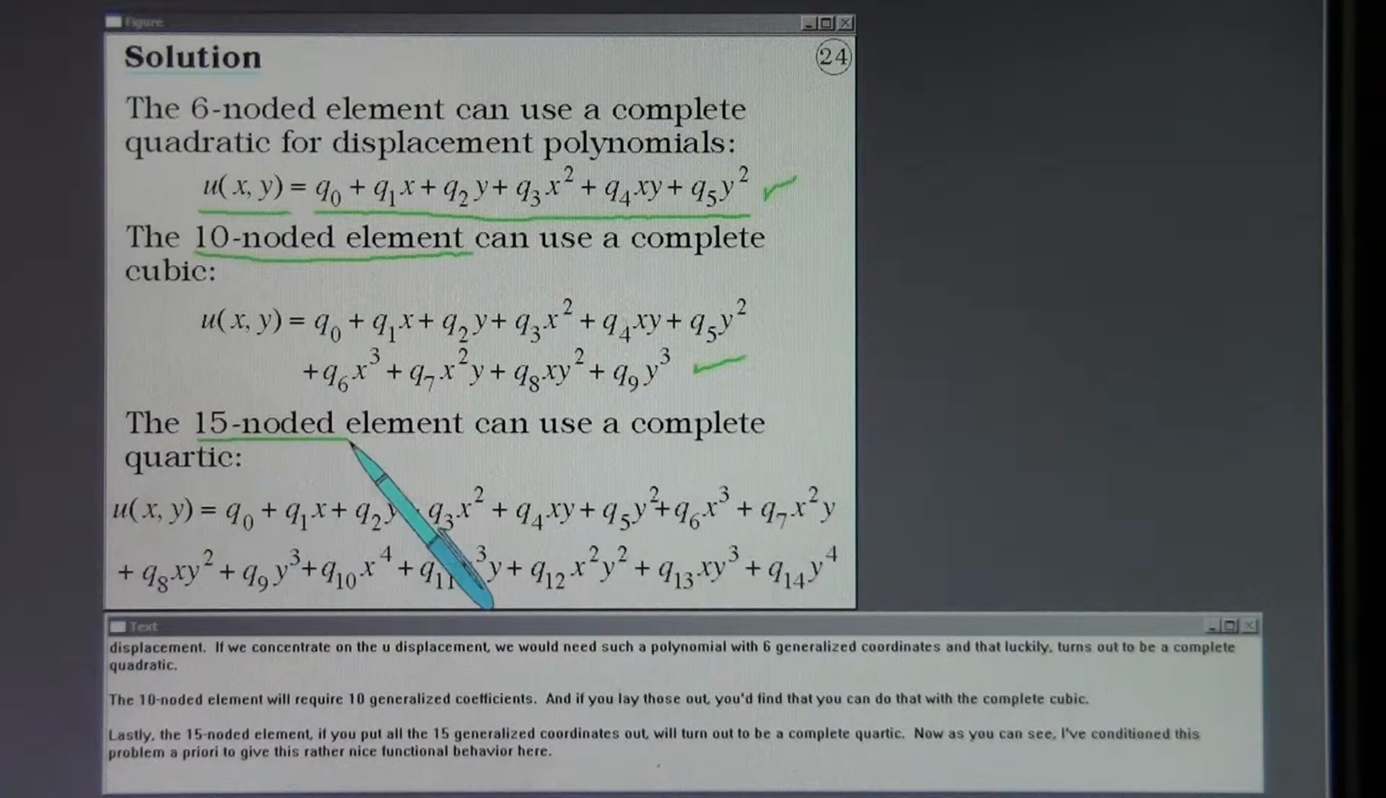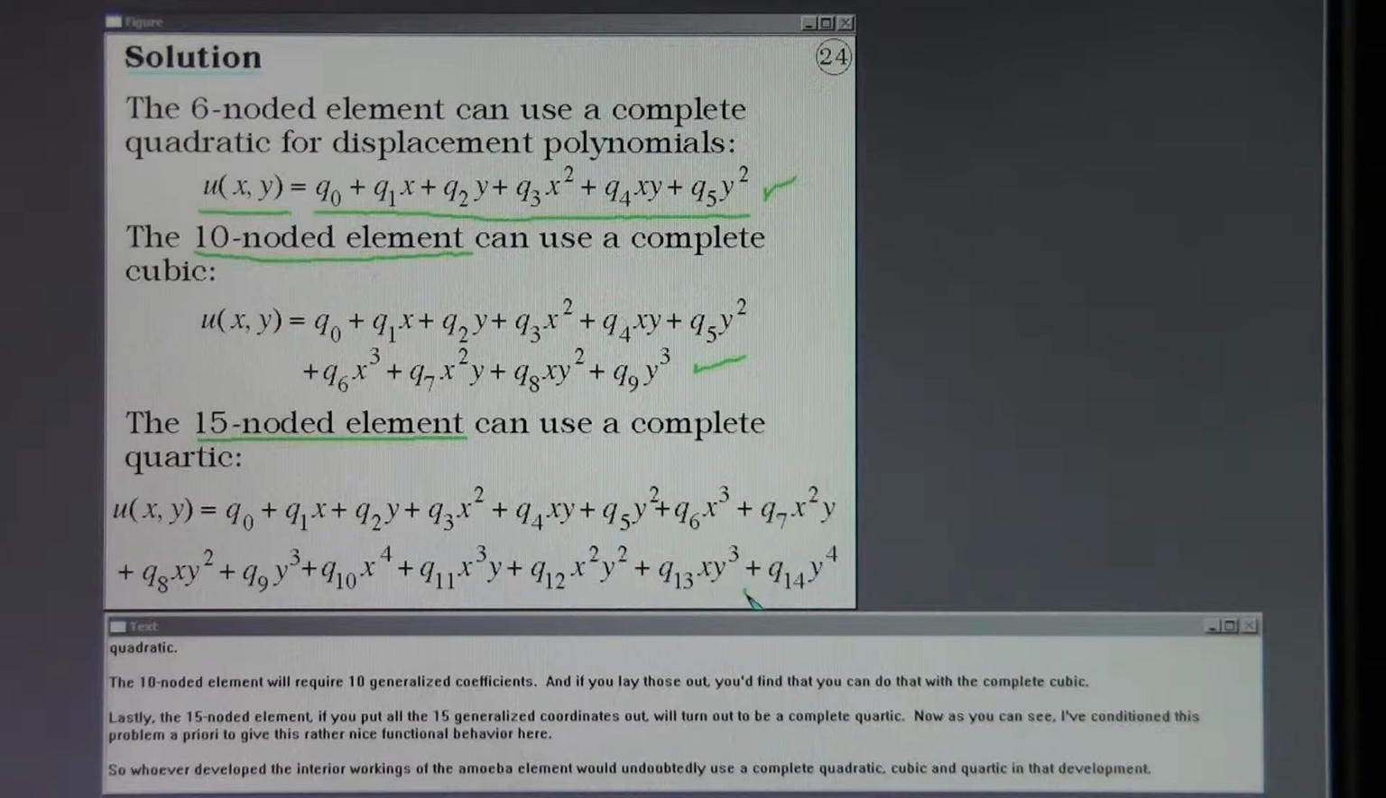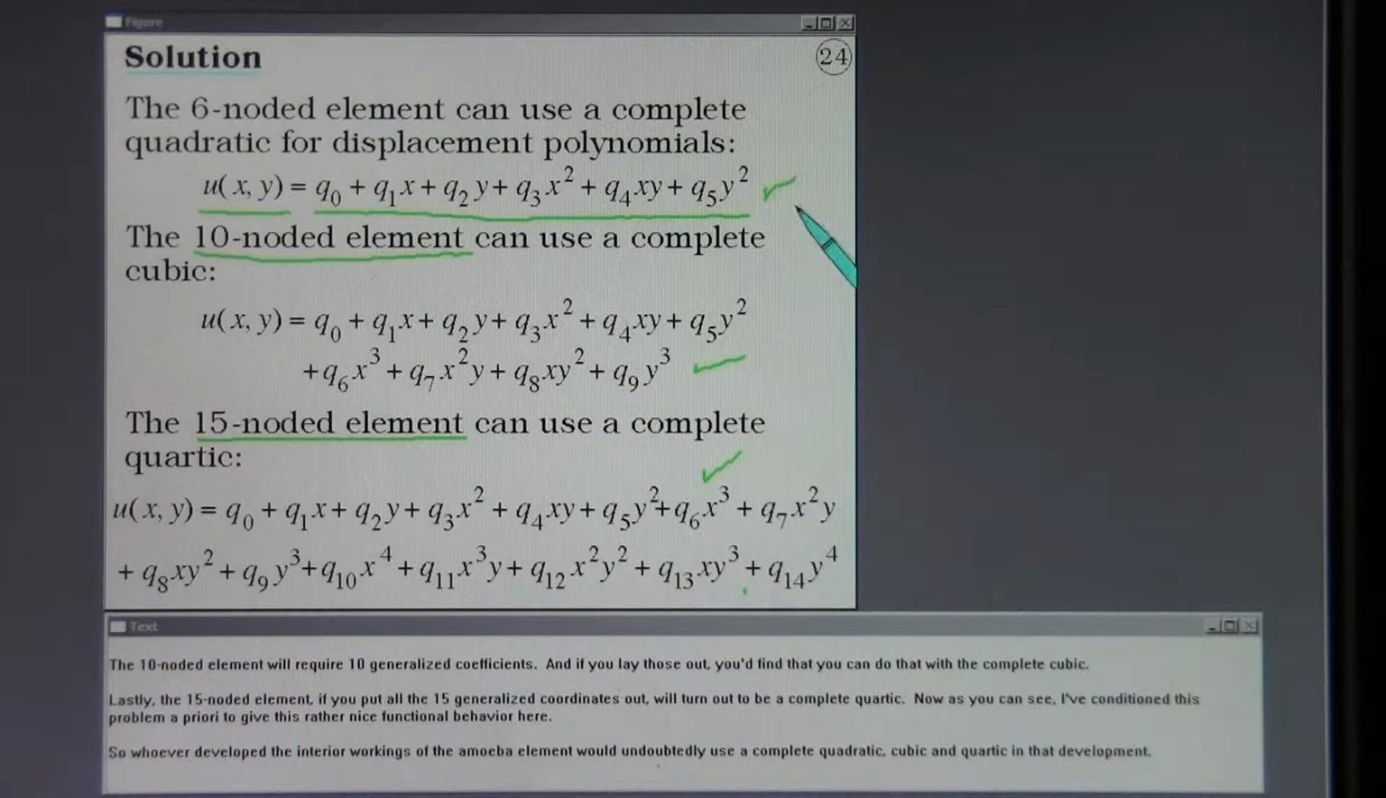Lastly, the 15-noded element, if you put all the 15 generalized coordinates out, will turn out to be a complete quartic. Now, as you can see, I've conditioned this problem a priori to give us rather nice functional behavior here. So whoever developed the interior workings of the amoeba element would undoubtedly use a complete quadratic, cubic, and quartic in that development.